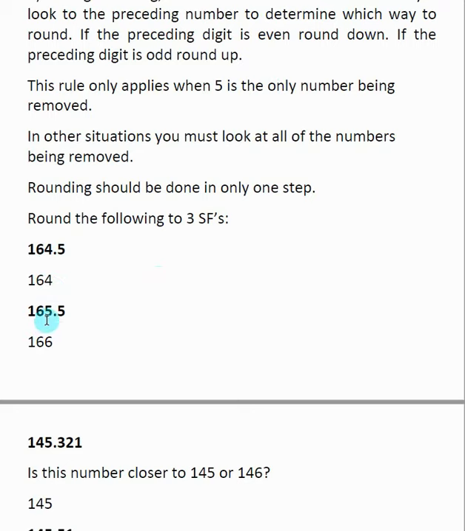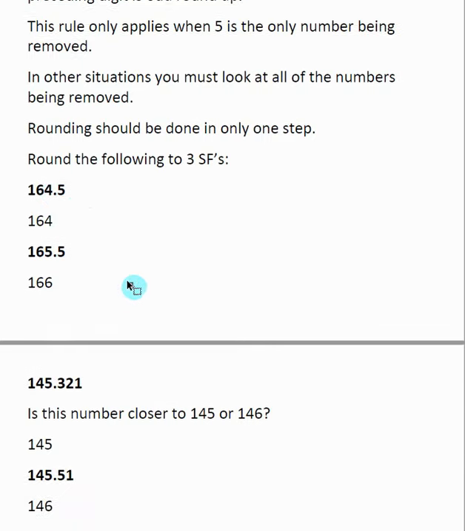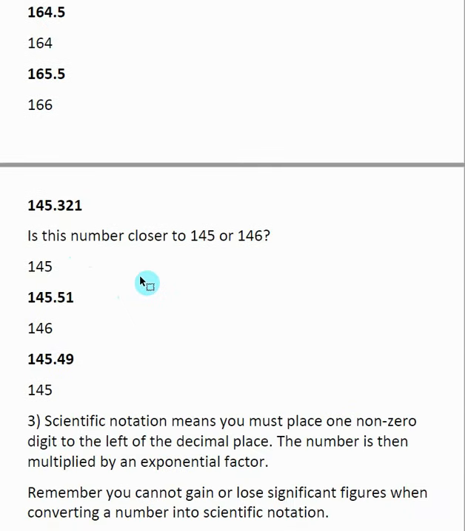Here's the opposite one. I have 165.5. I want to get it to 3 sig figs. It means I want to eliminate this 5. I look at the preceding digit. It's odd. It means I round up. So this is the only time that rule applies, when I'm trying to get rid of a 5 and only a 5, I have to look at the preceding digit. That's it. After that, the question is, am I closer to one end or another?